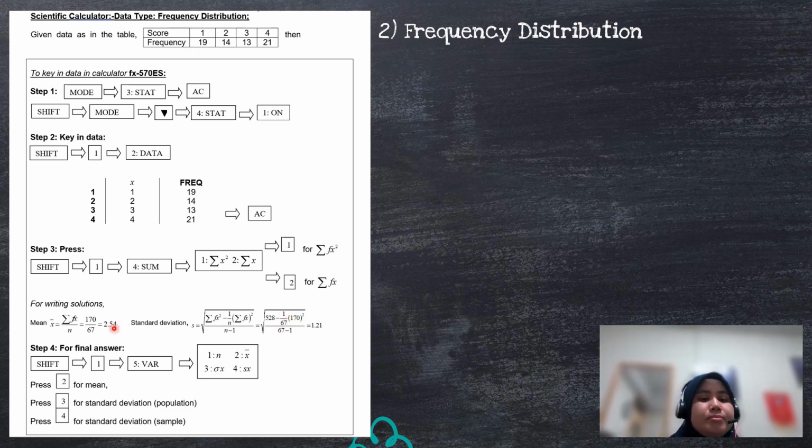And for the final answer, you just press Shift 1, number 5 for Var, and you can get the corresponding values. 2 for mean, 3 for standard deviation for population, and 4 is standard deviation for sample that we want, the number 4. That's how you practice using your calculator. And please remember how to use your calculator well.